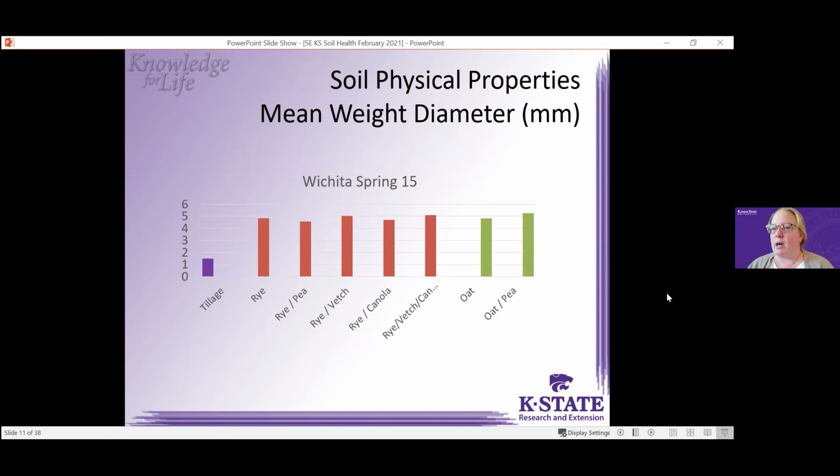And we were planting cover crops right after that. So the choices of cover crops in the fall, we planted rye, or rye and pea, or rye and vetch, or rye and canola, or a rye, vetch, canola three-way mix. And then sometimes we had one set of treatments where we said, well, what if we couldn't get our cover crop planted in the fall, but instead we planted the cover crop in the spring? So oat or oat and pea would be our choices there.